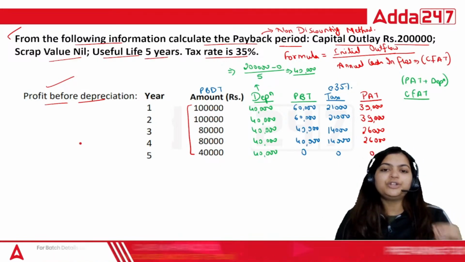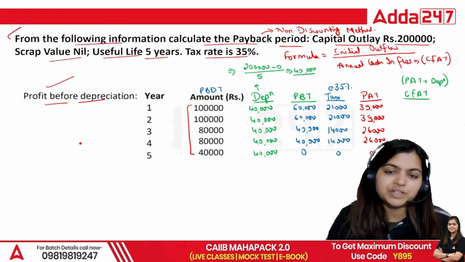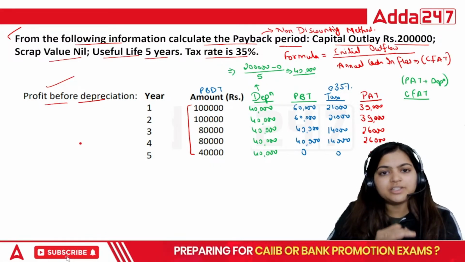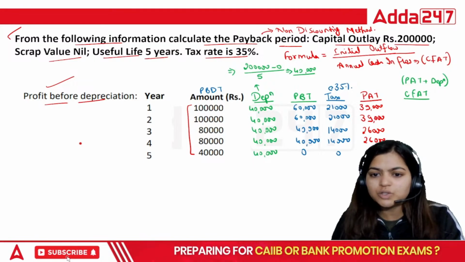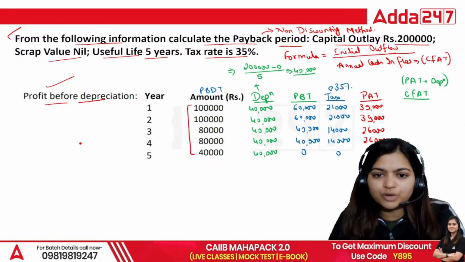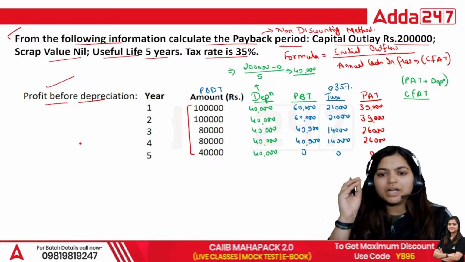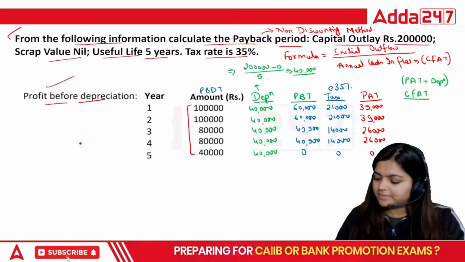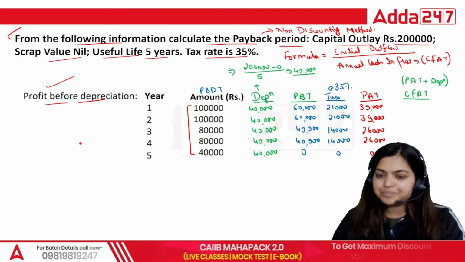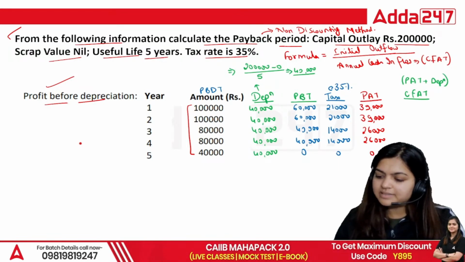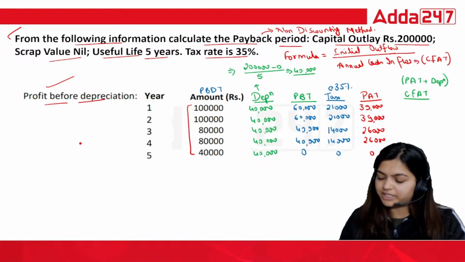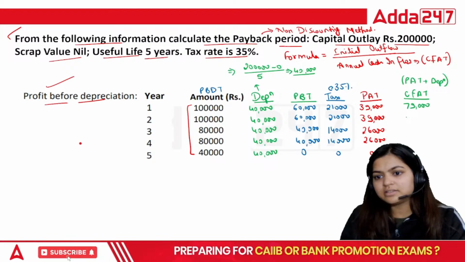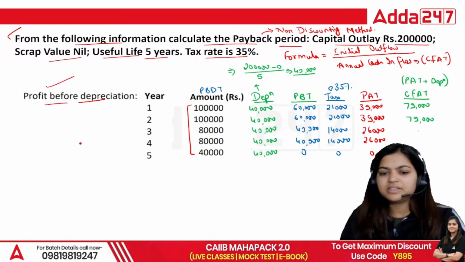See, just for your tax calculation, we deduct this depreciation. But depreciation is a non-cash expense. There is no actual outflow of cash. Yes or no? There is no actual outflow of cash. So we cannot take direct profit after tax. Now, add your profit after tax, that is 39,000, plus depreciation amount, that is 40,000. So cash flow after tax for first year 79,000, second year 79,000.